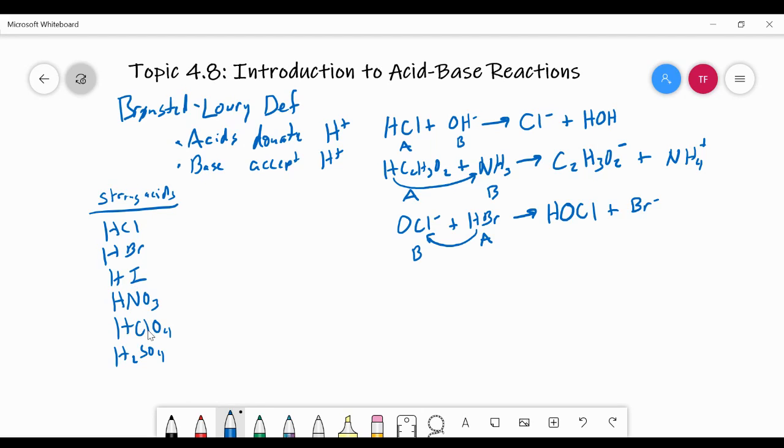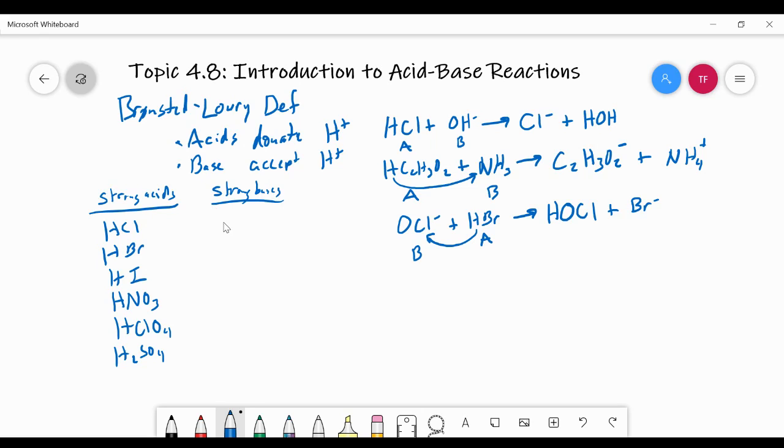Weak acids, on the other hand, some of the hydrogens will come off, but a lot of the hydrogens will actually stay attached to their anions and won't ionize. So strong acids, every molecule ionizes. Weak acids, only some of the molecules ionize. Okay, strong bases.